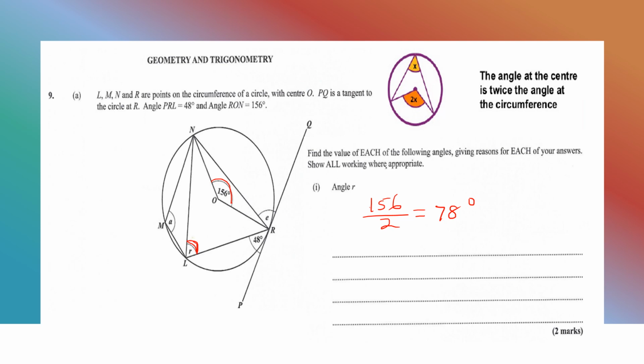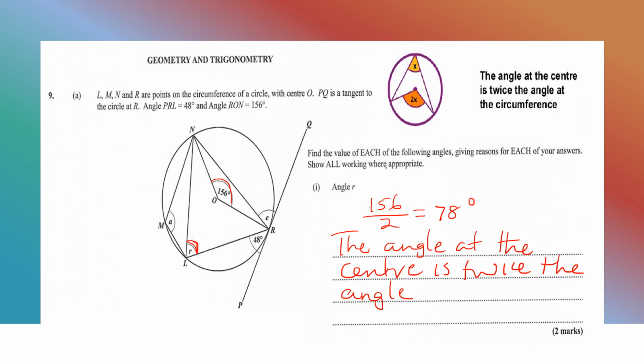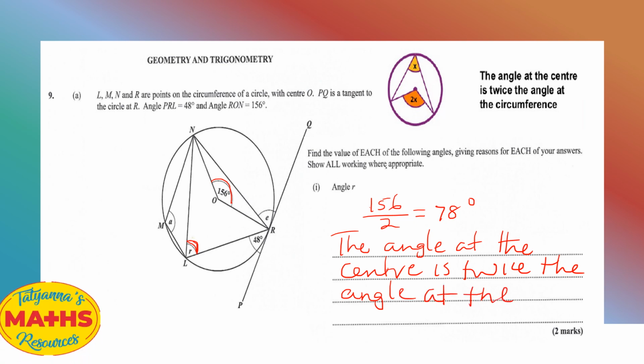And you have to give a reason. So you say the angle at the center is twice the angle at the circumference.